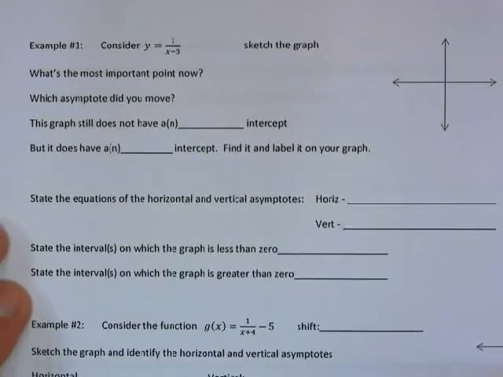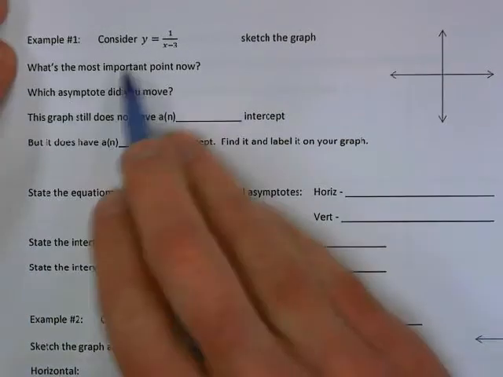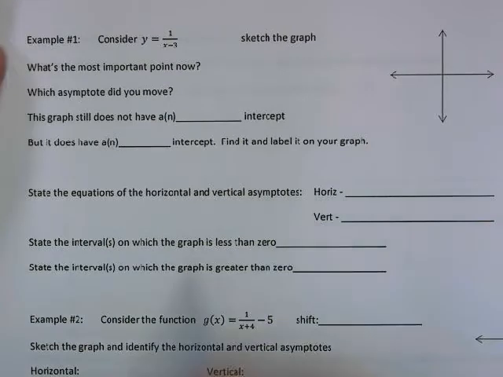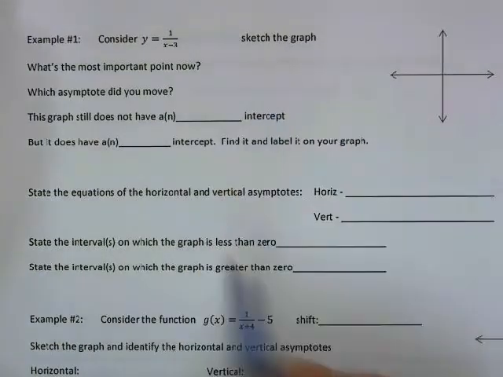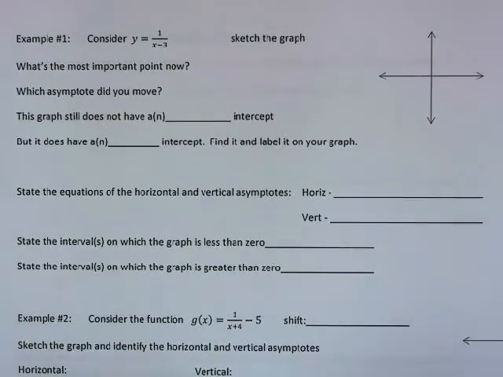All right, here we are. All right, so example 1. Consider the function y equals 1 over x minus 3. They want us to sketch this graph. So sketch means we don't have to plug in a bunch of points, make it exact. We just want to make sure our asymptotes are in the right place and our graph is about in the right spot.